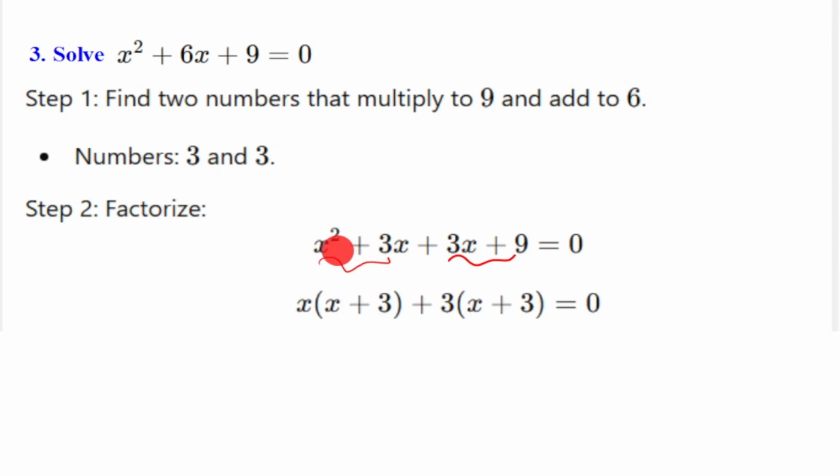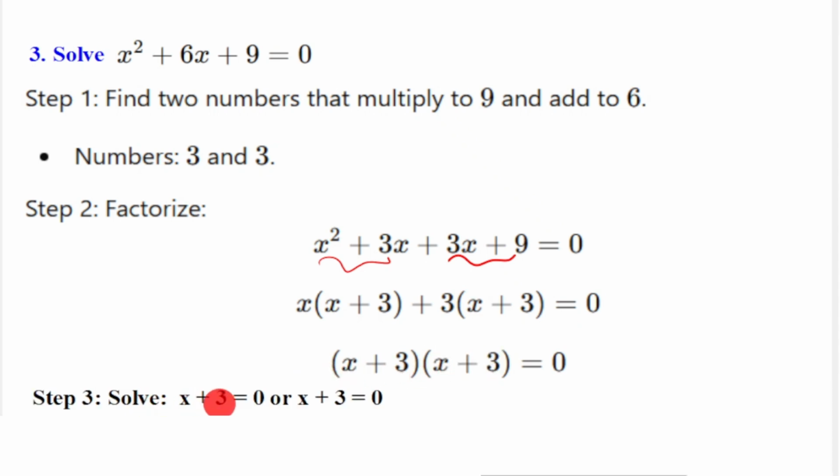The common factor for these two is x. What is left here? x. What is left here? 3. And the common factor for these two is 3. So what is left here? x. What is left here? 3. And when we take out x plus 3 as a common, what is left here? x. What is left here? 3. Now we have already factorized. Then step 3, when we solve, x plus 3 is equal to 0 or x plus 3 is equal to 0. This means x is equal to minus 3 is a double root or a double solution.